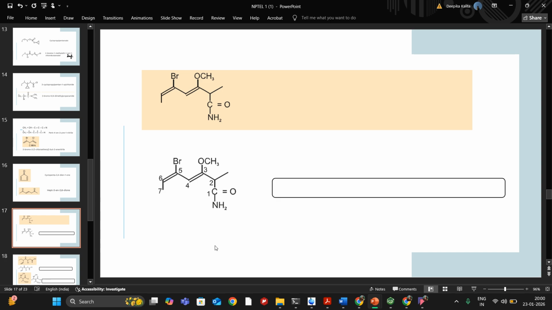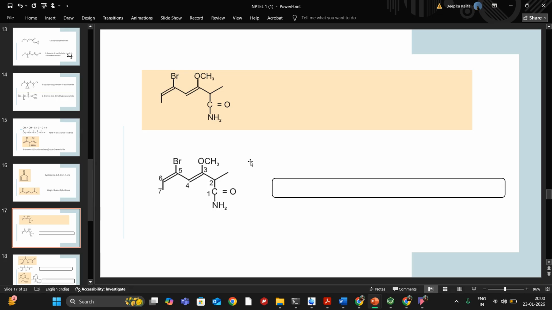Okay, so in this example, if you look at, this is an amide, which is also having an ester functional group along with 2 double bonds, and it also has a bromo substituent. So you must assign the amide functionality as the first carbon number of the parent carbon chain. We will move from here and we will go till here: 1, 2, 3, 4, 5, 6, 7. So the parent carbon chain will have 7 carbon atoms.